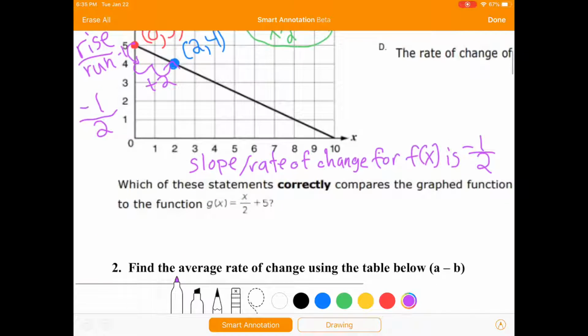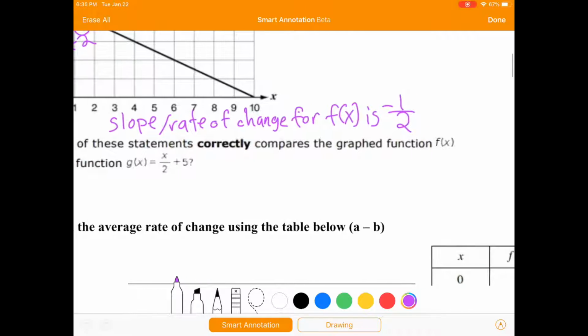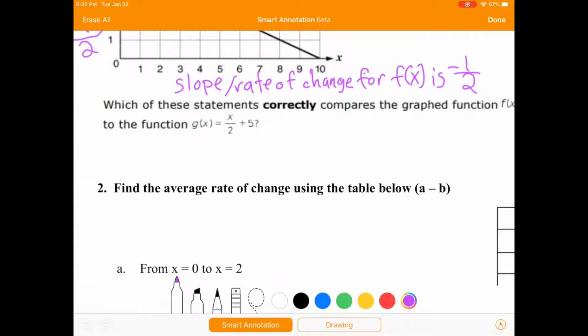Then we go on to g of x. So g of x equals x divided by 2 plus 5. Now, we want it in the form y equals mx plus b, so we can compare the slopes or the rate of changes a little bit easier.